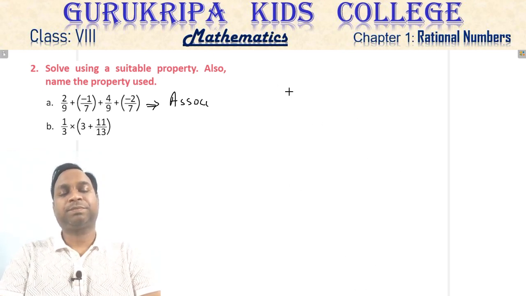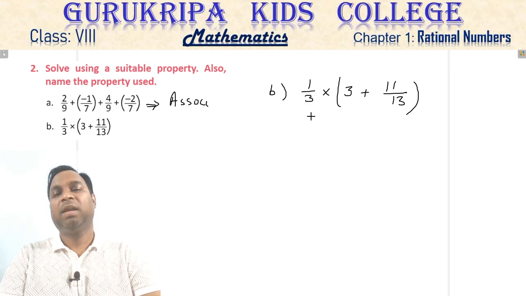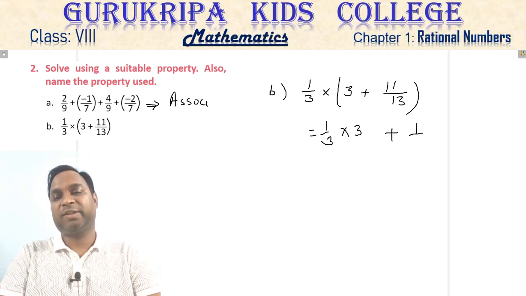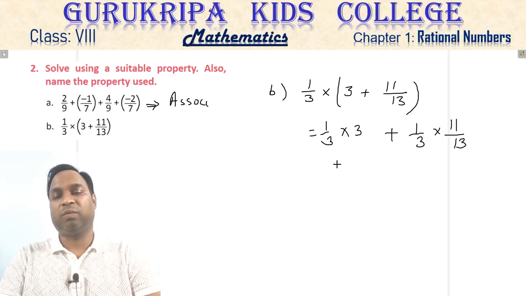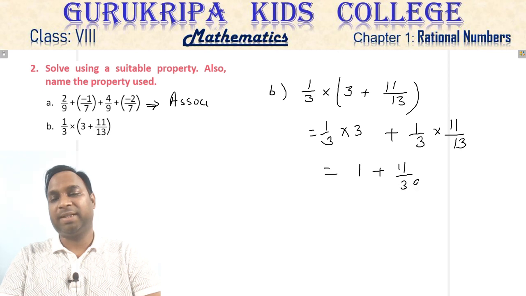Question B. 1 by 3 into 3 plus 11 divided by 13. What should you do over here? You can multiply 1 by 3 first. 1 by 3 into 3 plus, what can you do? 1 by 3 into 11 divided by 13. What do you get now? 1 plus 11 divided by 39.